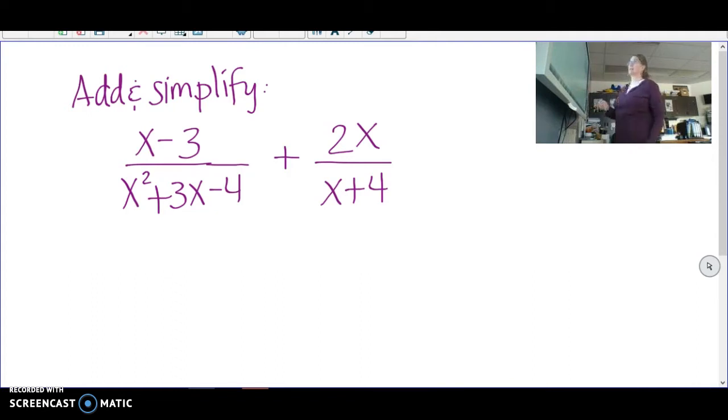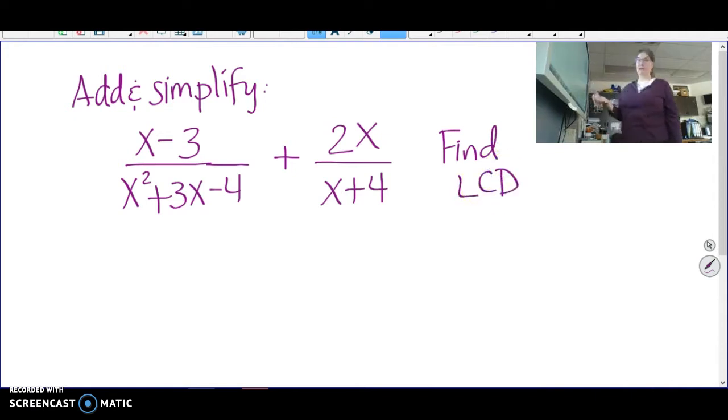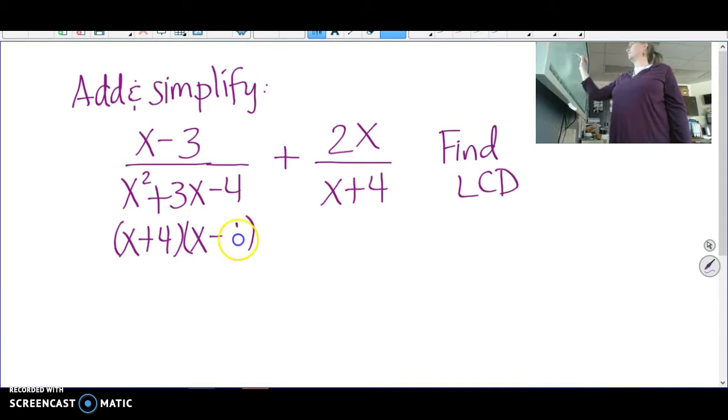You have x minus 3 over a trinomial, x squared plus 3x minus 4, and we're going to add to that 2x over x plus 4. So first thing we need to do is find the least common denominator. So we want to factor each denominator here. This is going to factor into x, and factors of negative 4 that add to positive 3 would be plus 4 and minus 1.